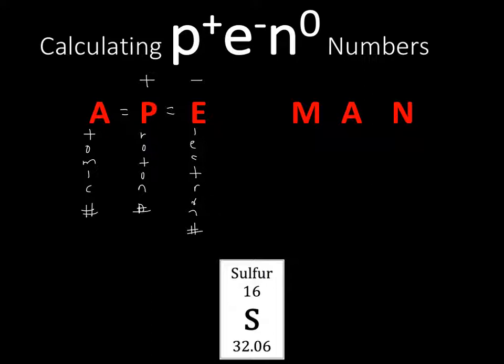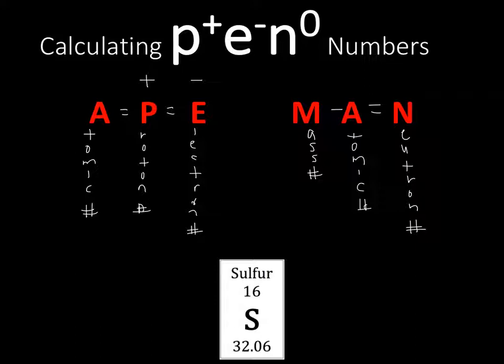All right, looking at man. M stands for mass number. We're going to get that from the atomic mass, round it to the nearest whole number. And we take mass number minus the atomic number, which remember that equaled the number of protons. And that is going to give us the number of neutrons. So there's our mnemonic, ape-man. And we talked about atoms being neutral, so having the same number of protons as electrons.